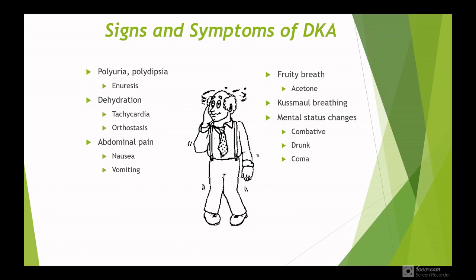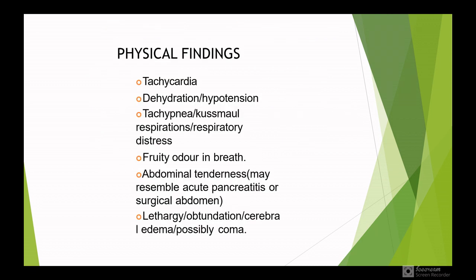Now the patient will come with signs and symptoms when presenting with DKA, like polyuria, polydipsia, dehydration, tachycardia or orthostasis, which can be seen from the dehydration, and abdominal pain leading to nausea and vomiting. You can smell fruity breath in the patient, which is due to the acetone. There is Kussmaul breathing and mental status changes, where the patient may be drunk-like, in a coma, or confused. Above we discussed the signs and symptoms.